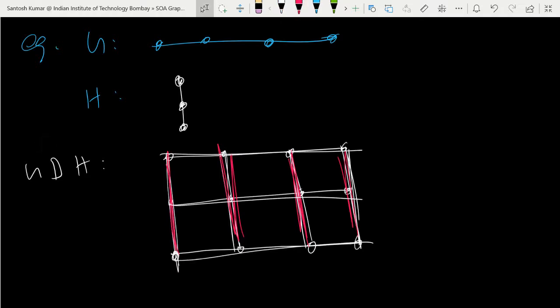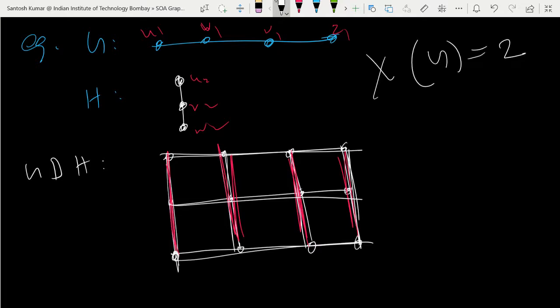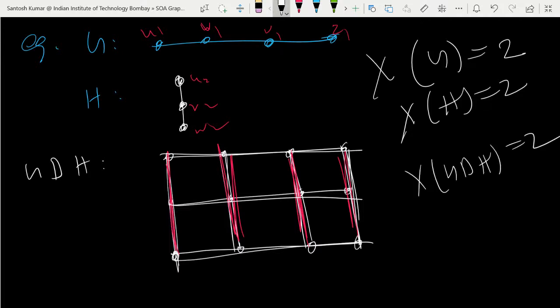And you can name accordingly, like we were doing U1, V1, W1, suppose Z, like this. U2, V2, W2. Accordingly, we can name it. So same, chromatic number of G is 2, chromatic number of H is 2, okay, and chromatic number of G Cartesian product H, again you will get. Is it 2? So 1, 2, 1, 2, then 1, 2, 1, 2. Check. Any two adjacent vertices will have different color.